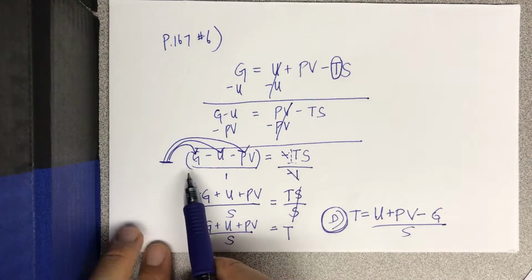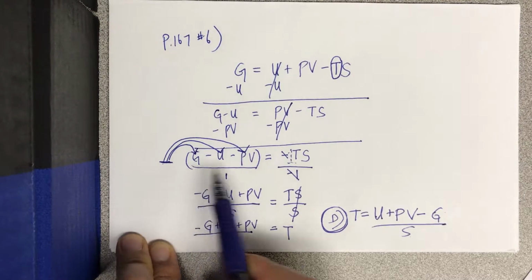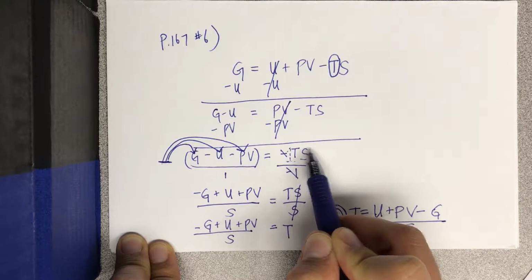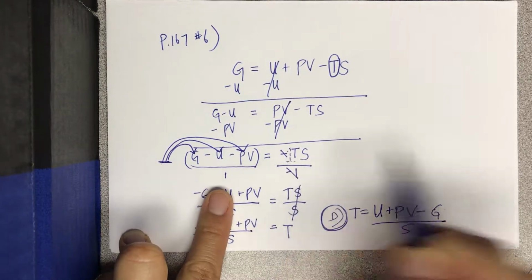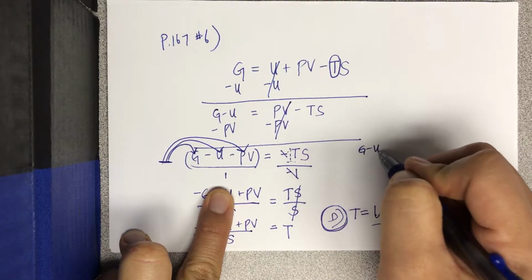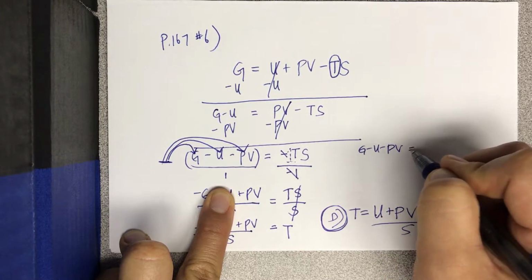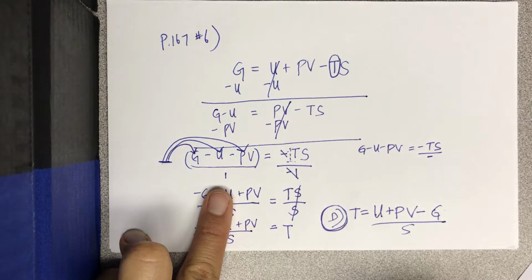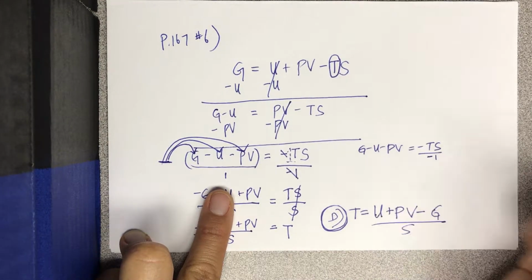Okay, so let's go back to this negative distributing because a student has a question. So I'm going to do it one by one because remember, I'm not a math teacher, so we're going to do it carefully, okay? And I'm going to rewrite it over here. G minus U minus PV equals negative TS. If I'm going to divide out the negative sign right here, I'm going to just put it like a -1 there. You understand that portion, right?